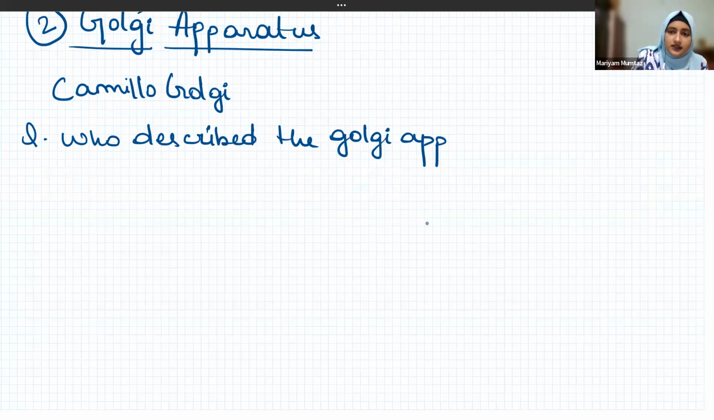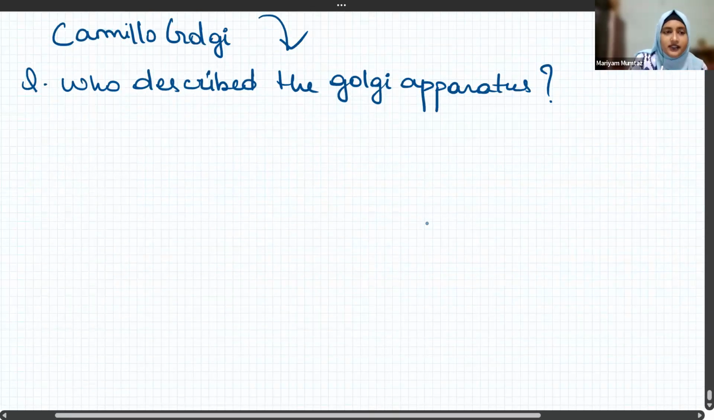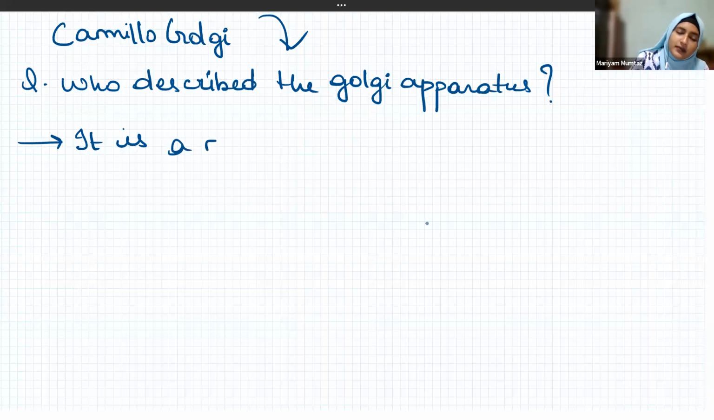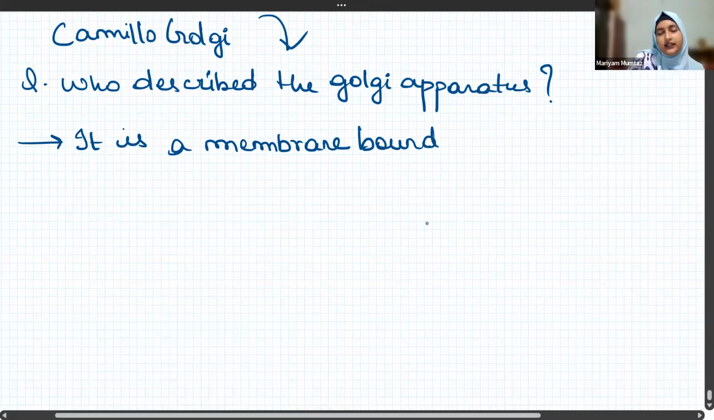Yes, Camillo Golgi described the Golgi apparatus, so it is named after him. Now, again, the Golgi apparatus is membrane bound. So it is a membrane bound organelle, first of all, because it is present in most of the eukaryotic cells. This line is clear?